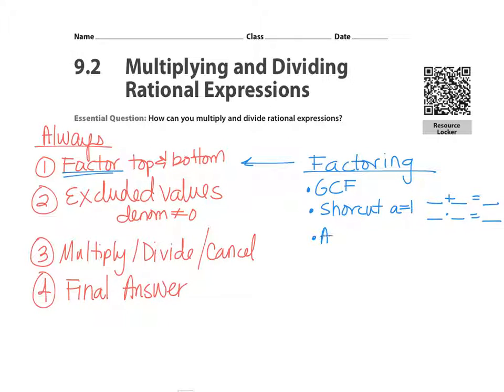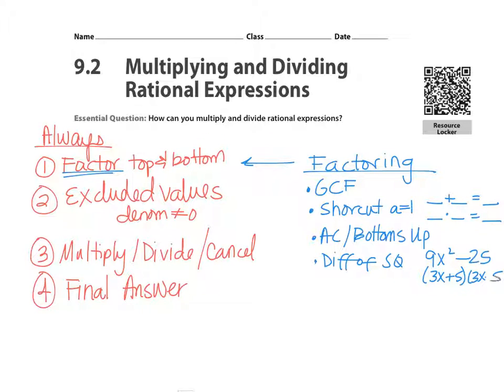We've got AC, or bottoms up, which is very similar to shortcut. But remember, you're going to have a fraction somewhere. And then we've also got difference of squares. So an example of that would be if you have like 9x squared minus 25. Remember, that becomes 3x plus 5 and 3x minus 5.